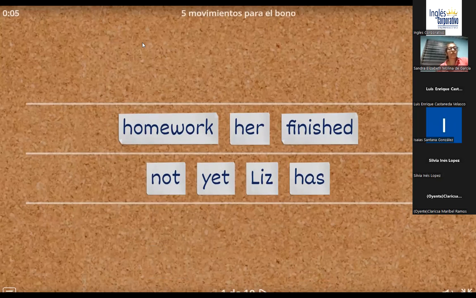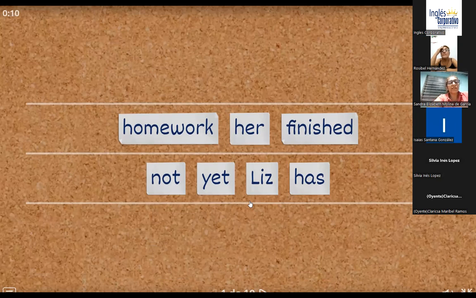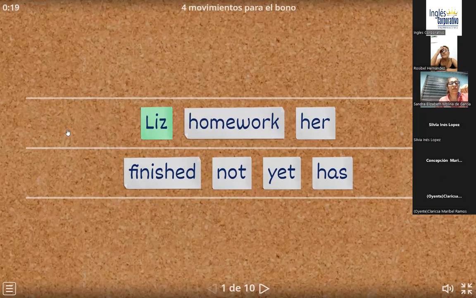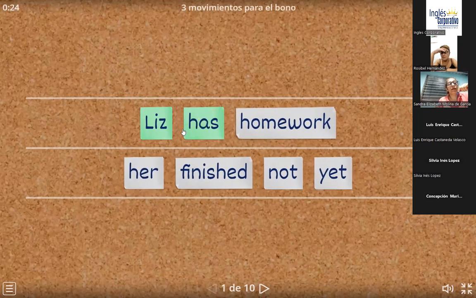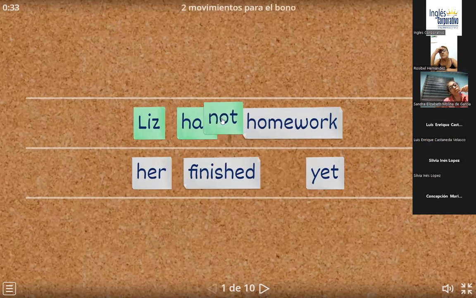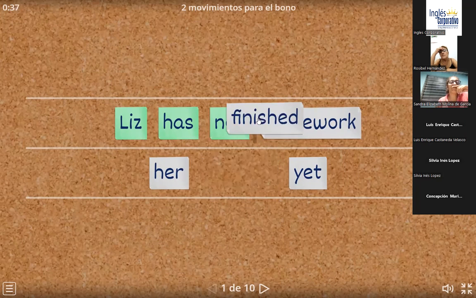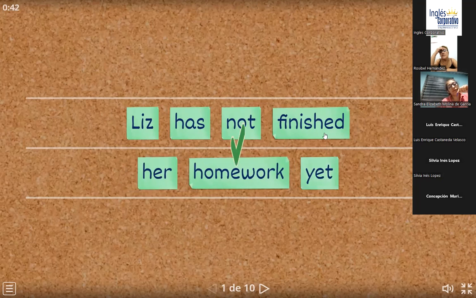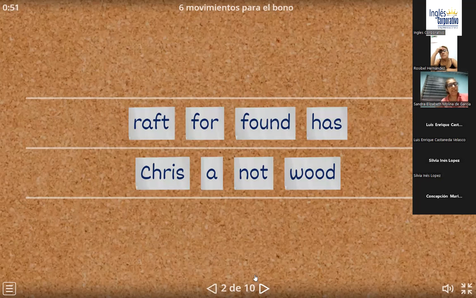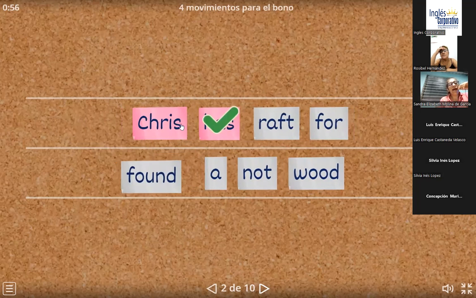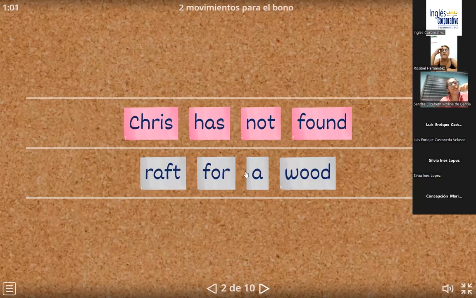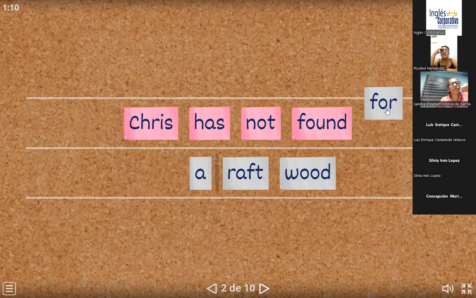We need to put in order the following sentence. For example, what is the object here? Liz. Has. Este es en presente perfecto. Este es voz activa. Has not finished her homework yet. Next. Chris has not found.